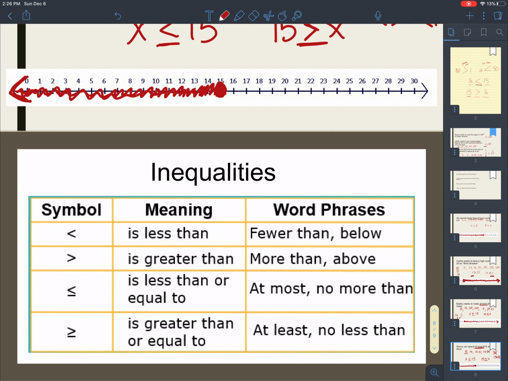So I need you to label the top of the page inequalities and copy this chart down, and go ahead, pause the video, do that. I'm not going to take a pause. I'm going to move on. Okay.